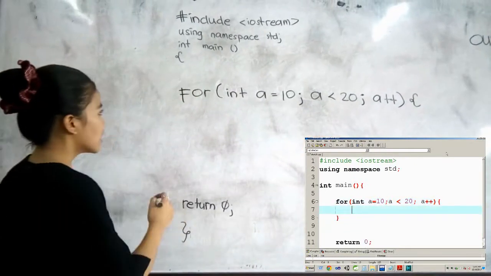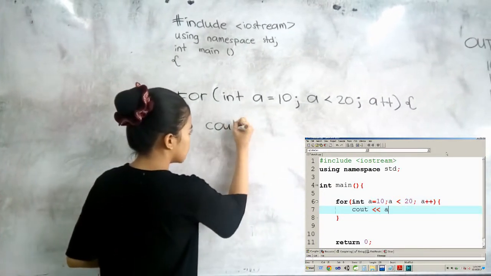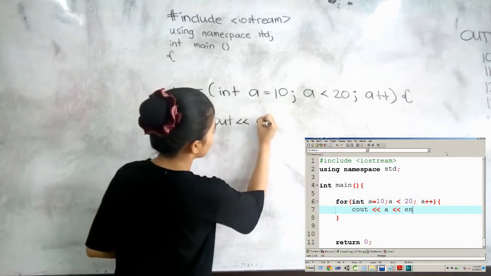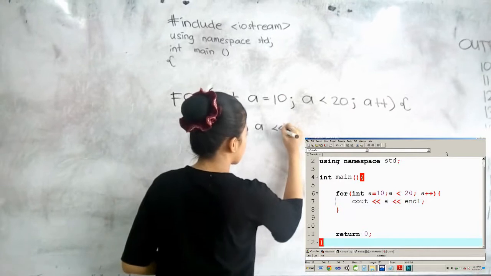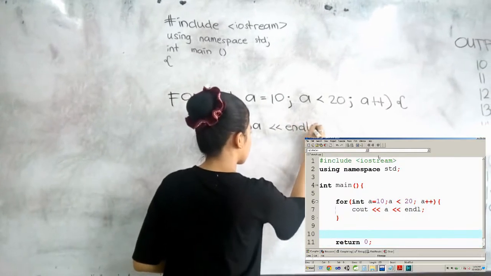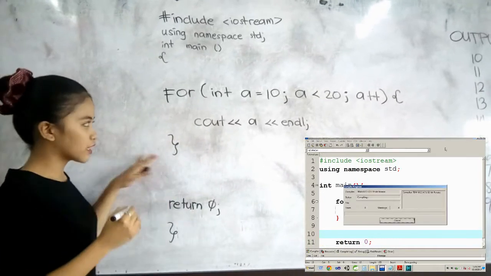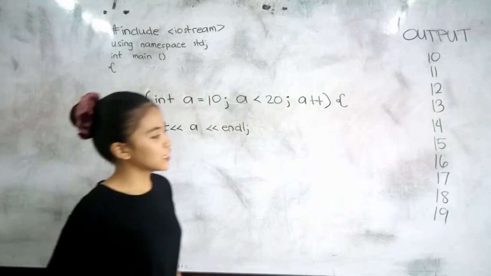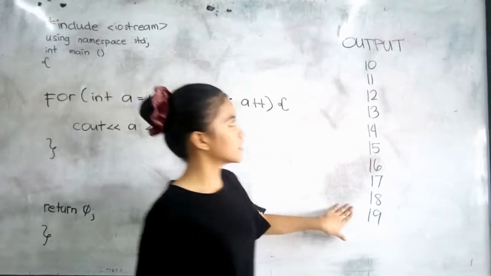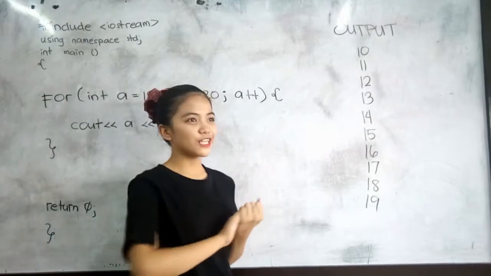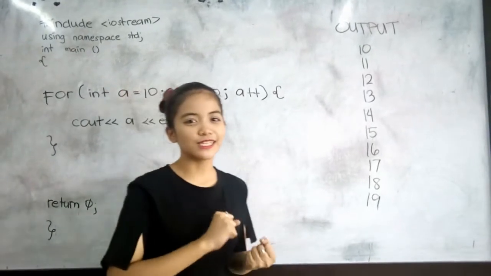Then braces. After that, we'll put a statement: cout, then the variable. Then the curly braces again. This will be the output, and that's what displays. That's what I'll discuss about the for loop, and in the next video, we'll discuss arrays.